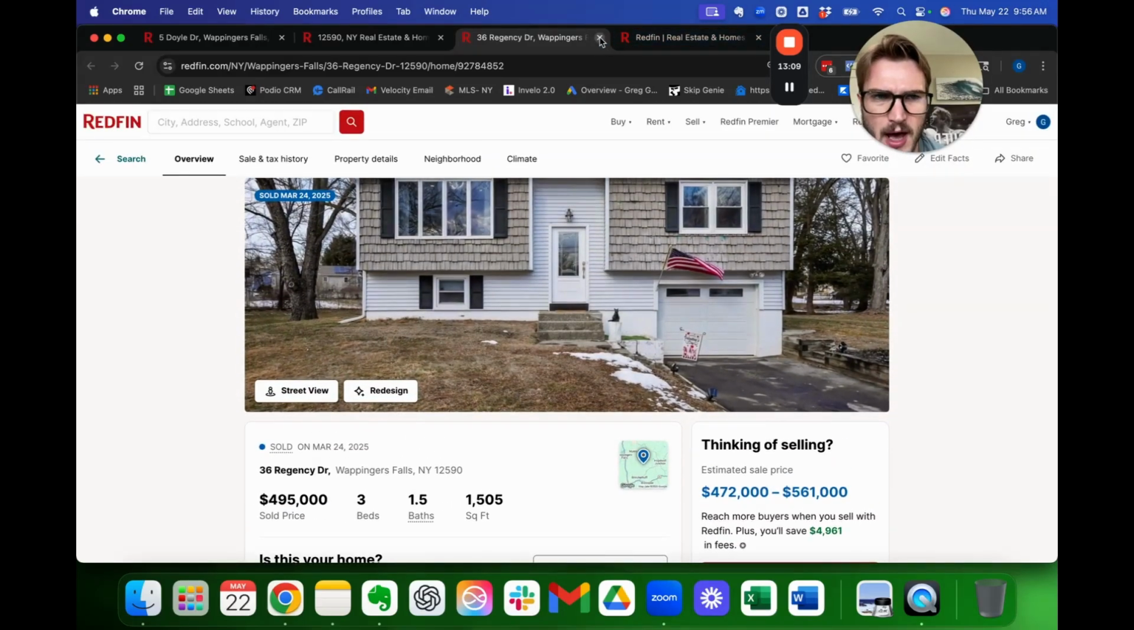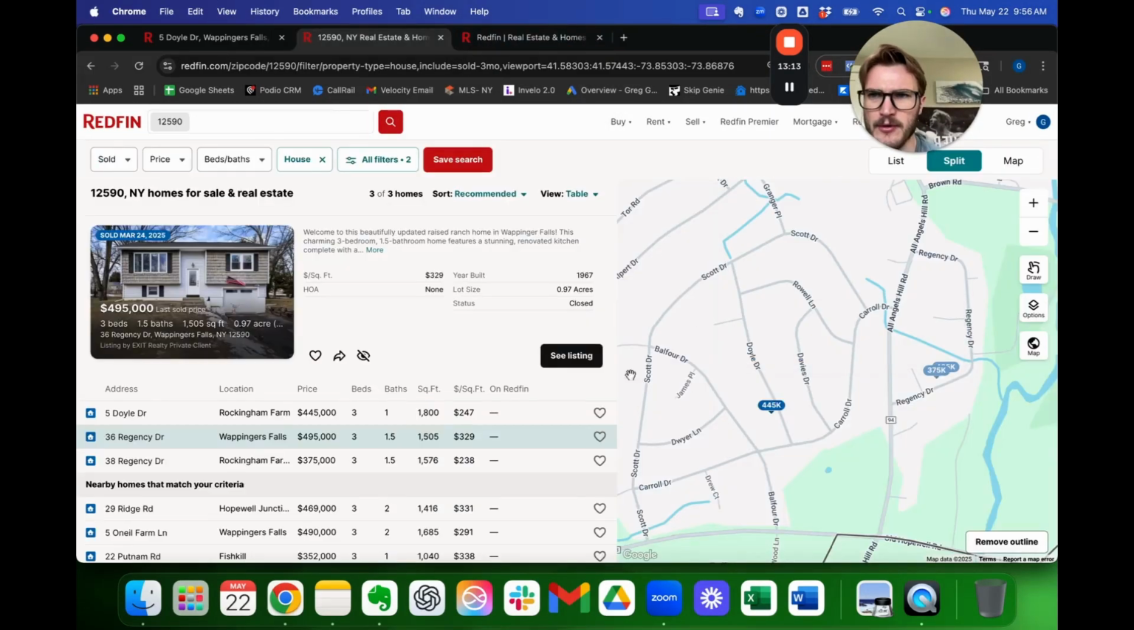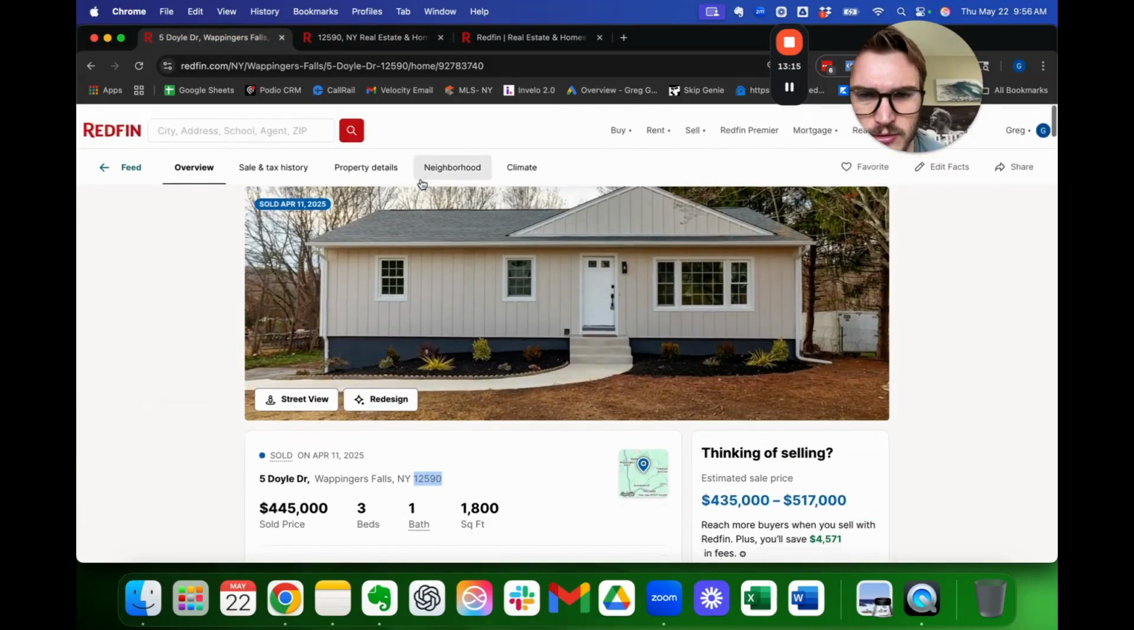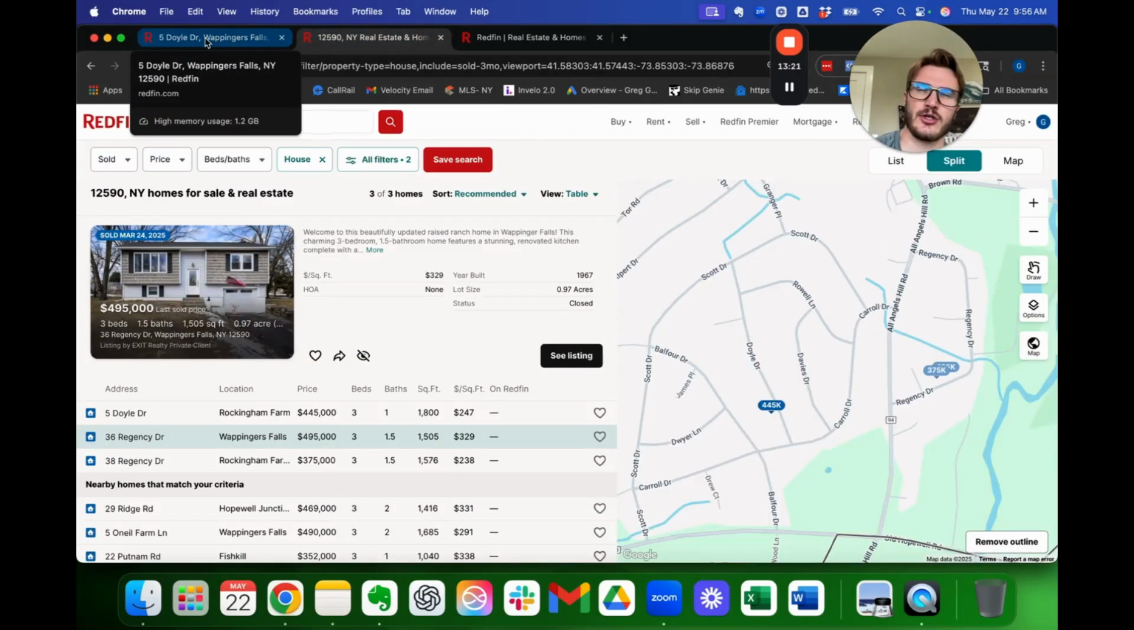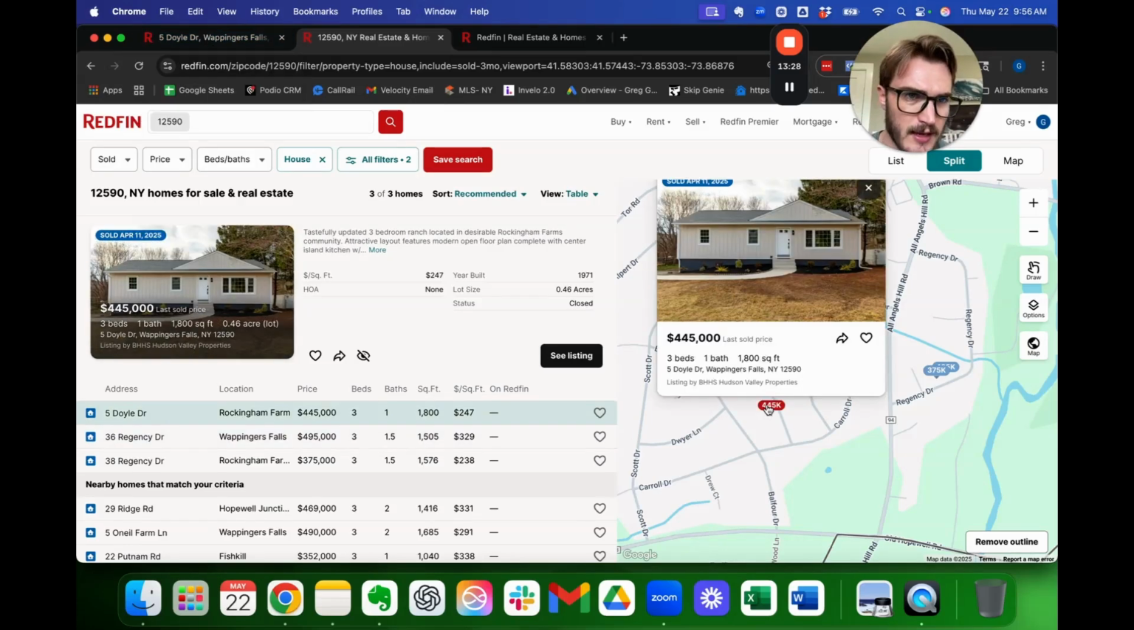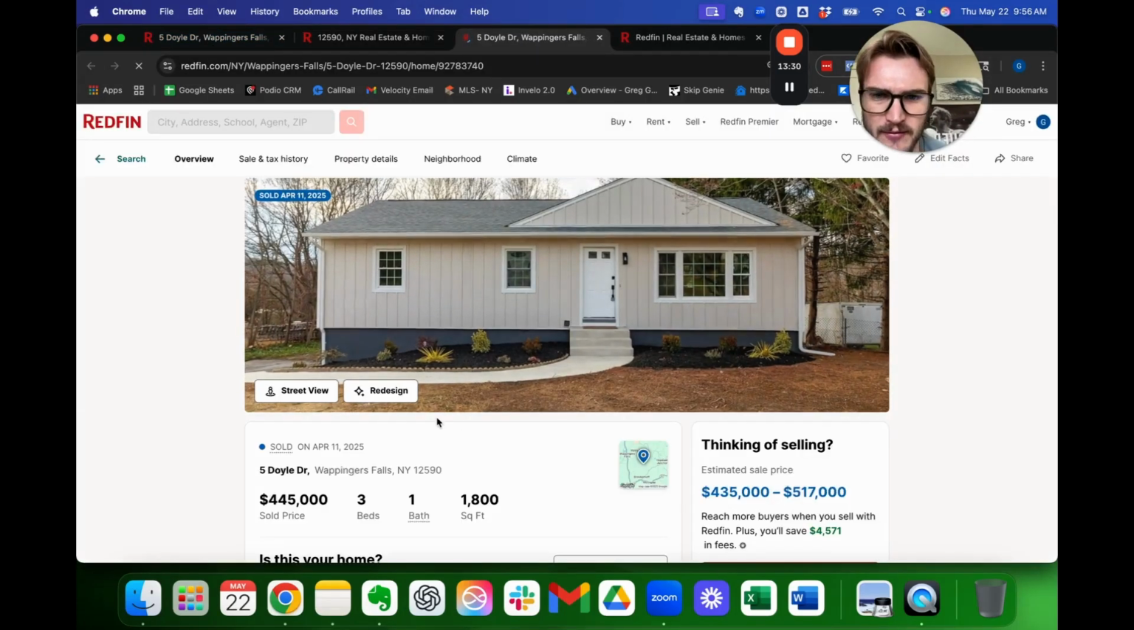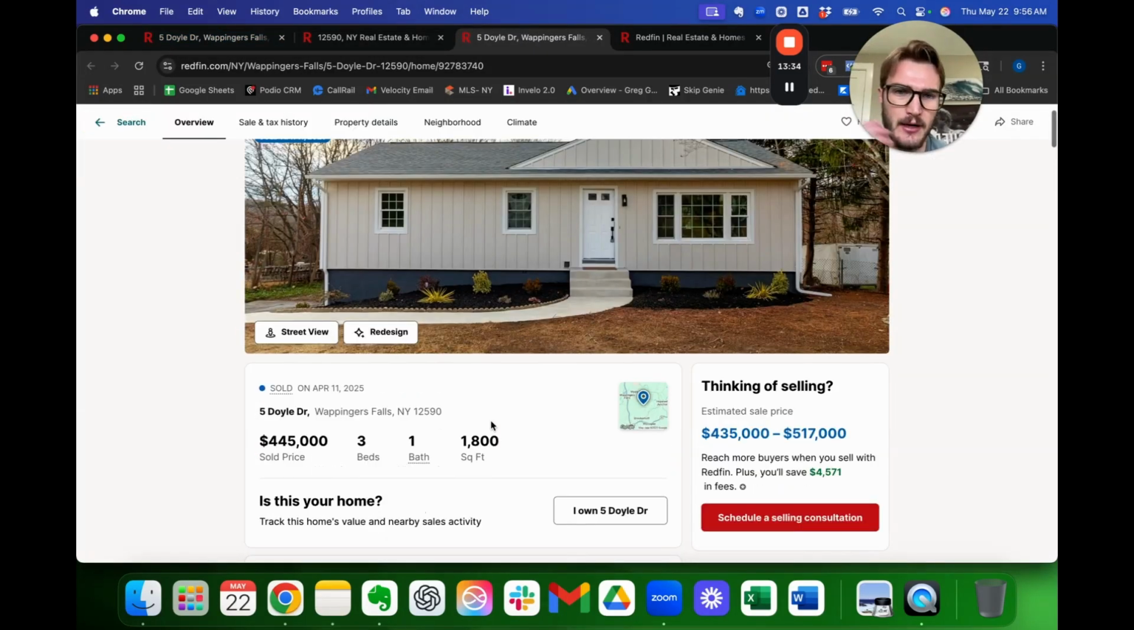So I'm generally looking at these comps and I'm going to determine my property, 5 Doyle Drive. And by the way, I did do this deal. I wholesaled it in 2024. So the market has actually gone up a little bit since then. To give you the spoiler alert, the property 5 Doyle Drive ended up selling for $445. And it sold basically right around what the other one sold for.